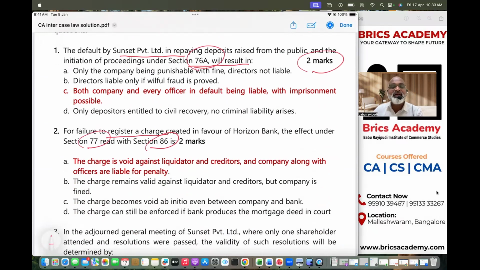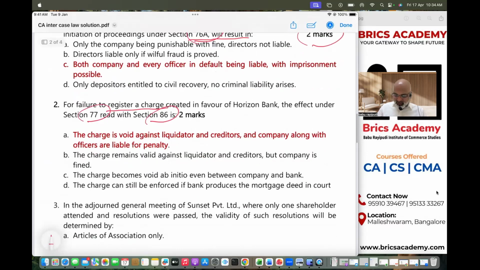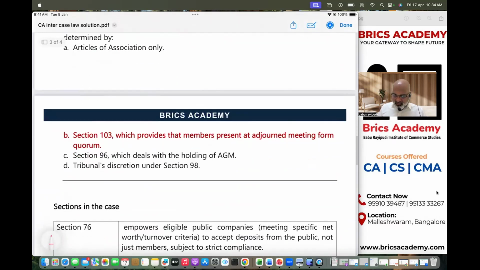Next, very important, question number one may again mention section 77. Sections 73 to 76 are related to deposits. Sections 77 to 87 are related to registration of charges. Understood? That is one thing. The next important thing is they're also asking about section 103. The moment you think about section 103, you should think about quorum. 103, quorum.